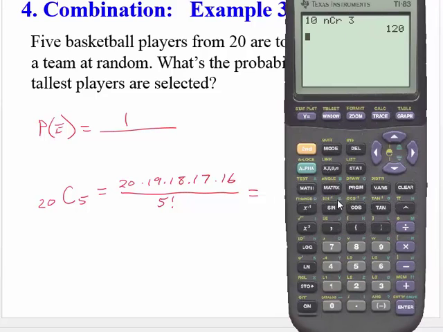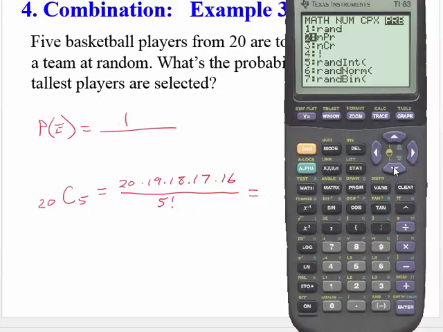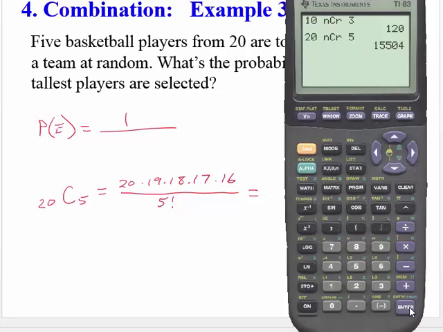We can do 20, math, probability, this way, 5. We get that one. Or we can say 20 times 19 times 18 times 17 times 16, and divide it by 5 factorial, which you might remember is 120. Either way, we get the same thing.